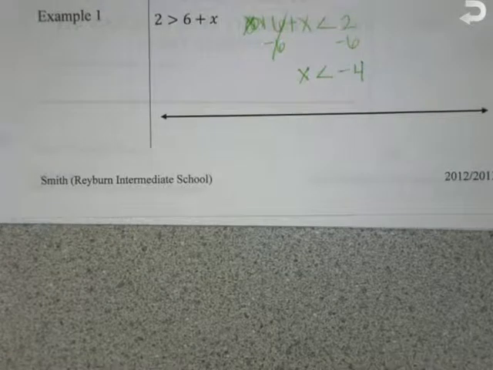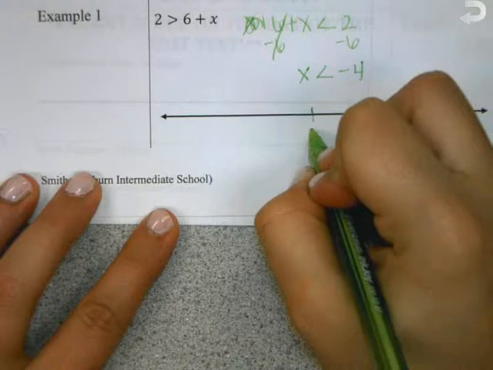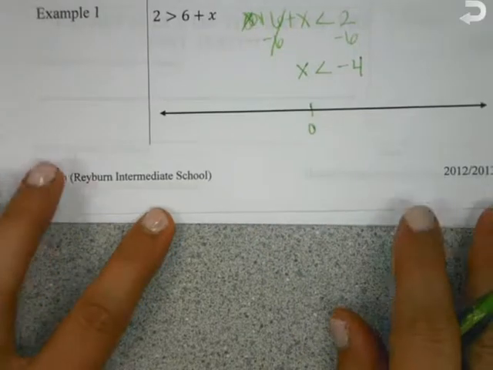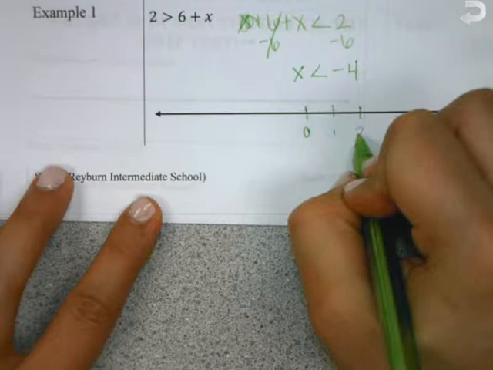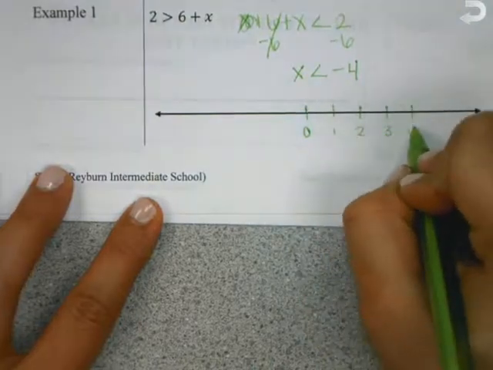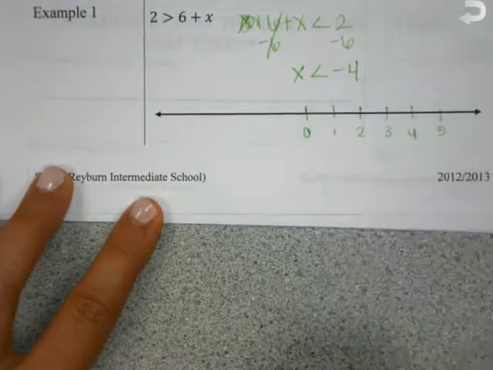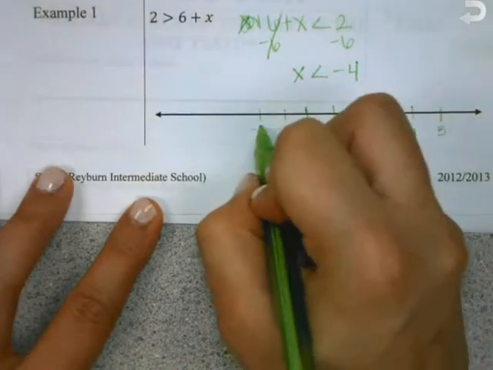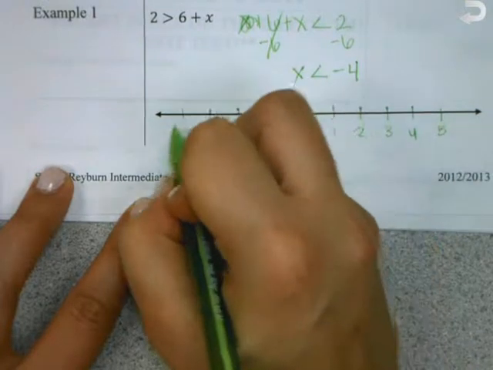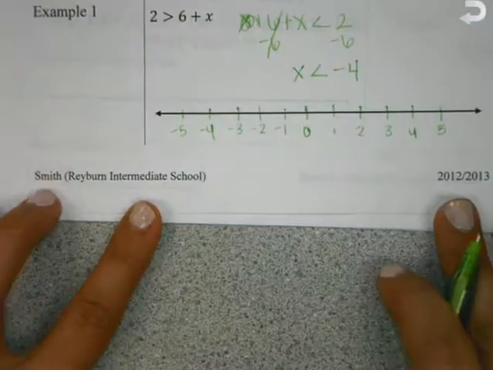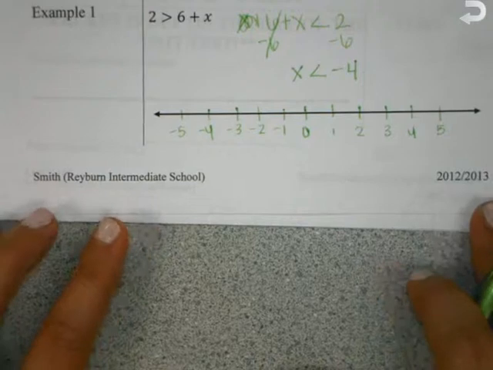I like to put 0 in the middle. And then we'd have 1, 2, 3, 4, and then let's put 5. Negative 1, negative 2, negative 3, negative 4, negative 5. Lots of graphics. I know, don't try this like 10 times a day.